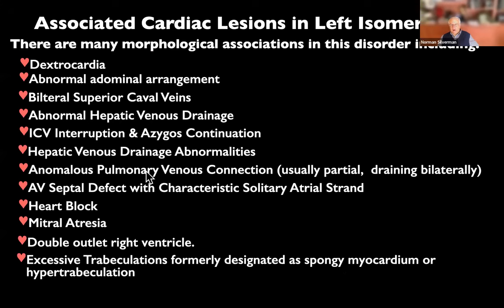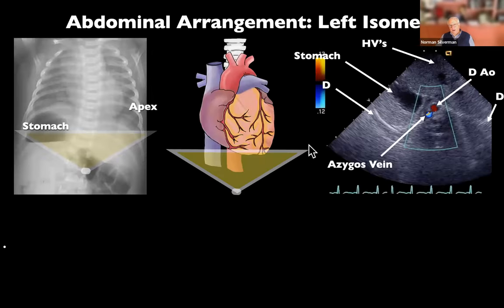trabeculations. Now, the point about this is I think we have to review this in a retrospective fashion. Because when you see dextrocardia or you see mitral atresia with double outlet right ventricle, you have to think back of left isomerism. If you see an interrupted IVC with azygous continuation and abnormal abdominal arrangements, think left isomerism. So these associated features are the ones that make you think of going back and checking your diagnosis. So they are important, helpful features for making the diagnosis.